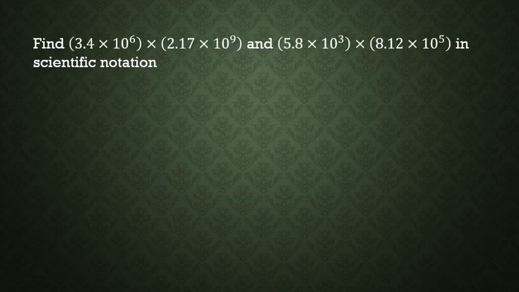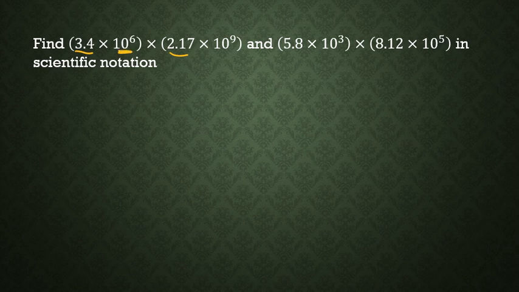So first, a couple examples finding the product of two numbers in scientific notation. 3.4 times 10 to the 6th times 2.17 times 10 to the 9th. Let's find what that is in scientific notation. All we're going to do is take the product of the 3.4 and the 2.17. That's going to get me some number.